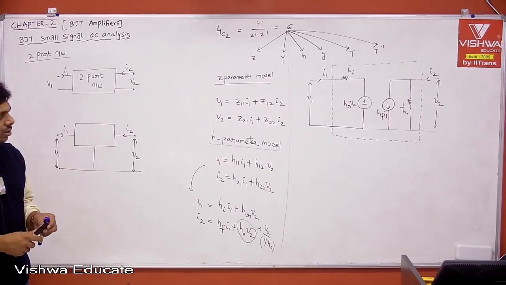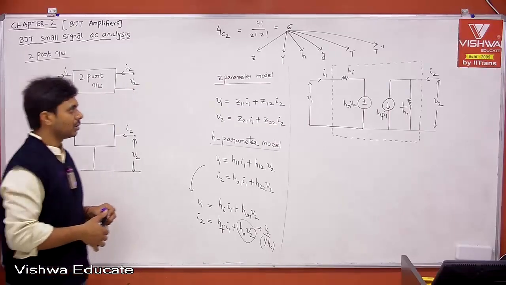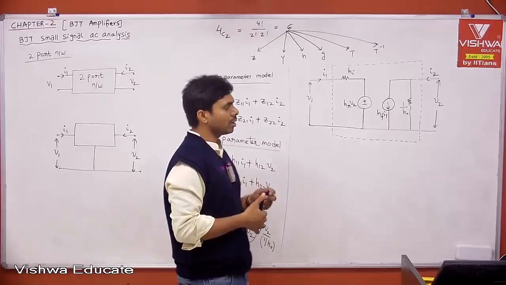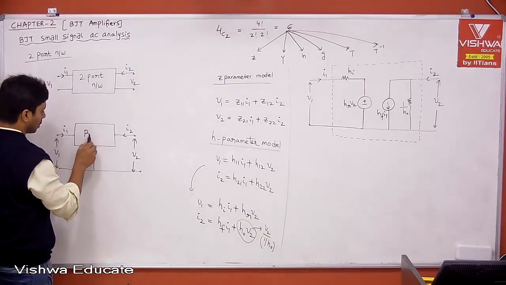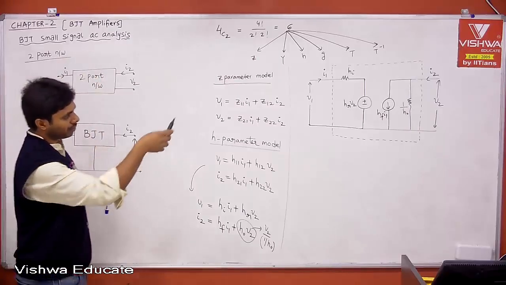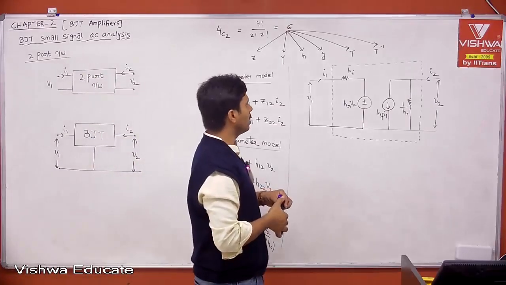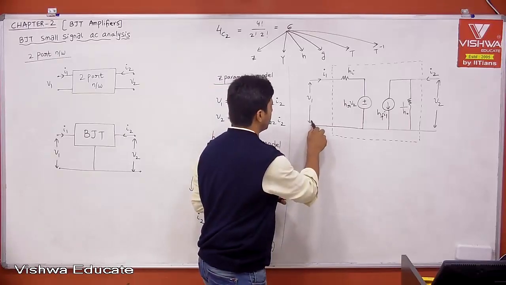Okay, draw it. Therefore now the black box is replaced with, the black box could be anything, but now we are using it for BJT. Therefore when you use it for BJT, that too for small signal AC analysis, this is your equivalent circuit, with small v1, small i1, small v2, small i2. That is what it is.